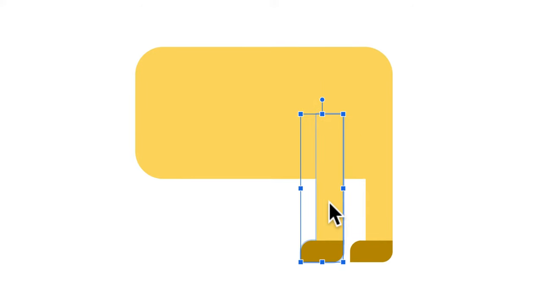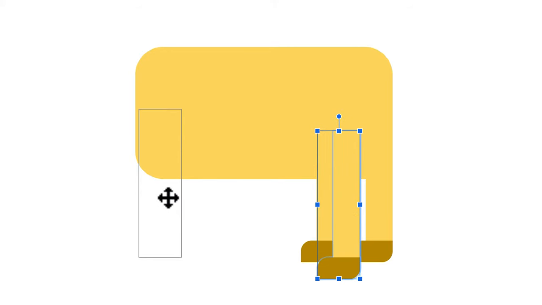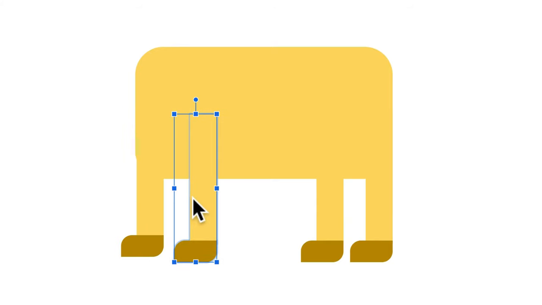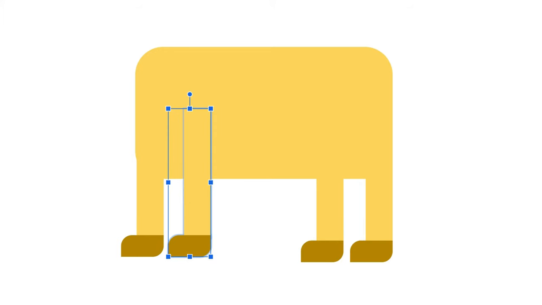Now I duplicate with the keyboard shortcut of Command or Control D. I drag the new leg into position. Then, I duplicate again. I move the new leg into its position. Then, one more time, I duplicate. The lion now has four legs.